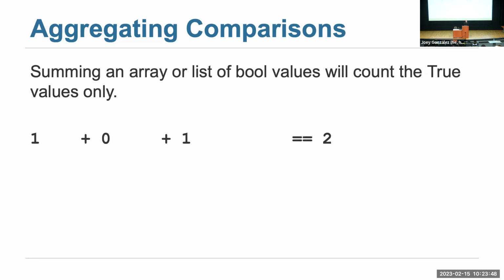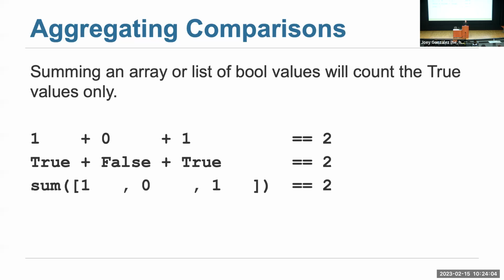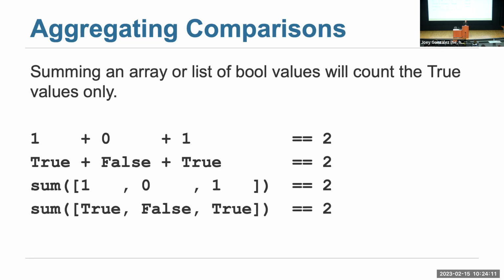So here's an array of 1s and 0s. I have 1 plus 0 plus 1, that is 2. That is equal to 2, so that is a true statement. But I can also say true plus false plus true is equal to 2. That is also a true statement. We've already seen this in lecture, so I can take sums of arrays and lists, and they'll behave the same way. And likewise, sums of arrays or lists of Booleans will behave just like 0s and 1s. Demo time.